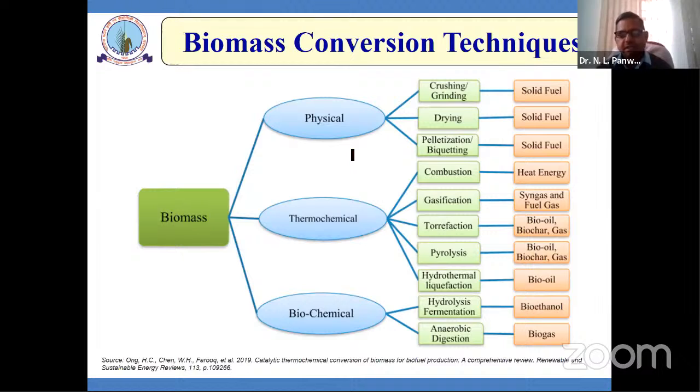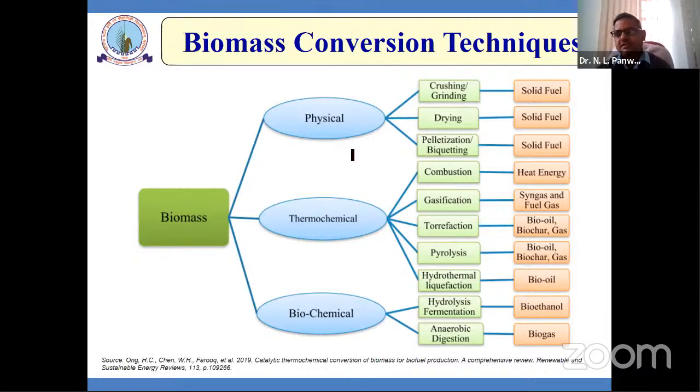And second is thermochemical conversion. As we discussed, combustion is a process with plenty of air, maintaining the stoichiometric air-fuel ratio, and then we get heat energy. And gasification: the gas is called producer gas, which contains some methane. These are combustible in nature. Gasification is a partial combustion process through which we can produce a kind of gaseous fuel.